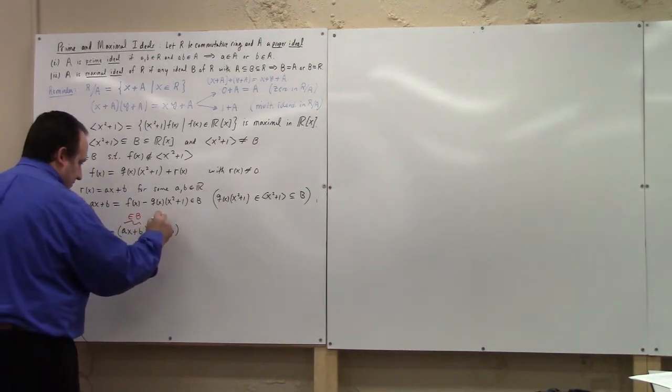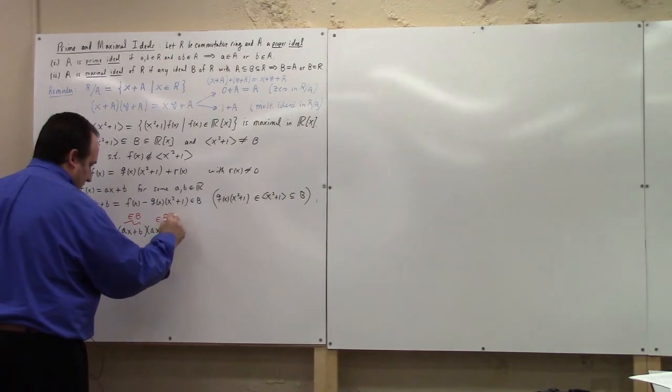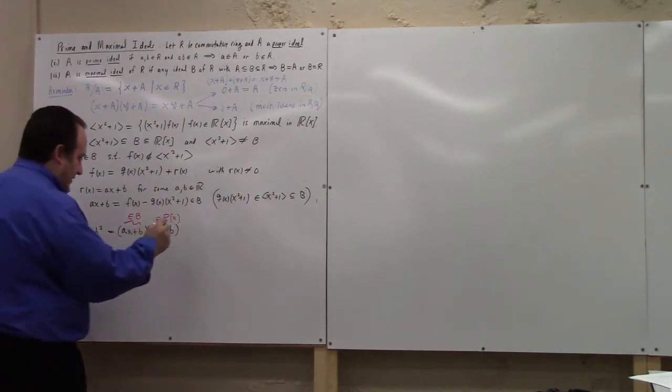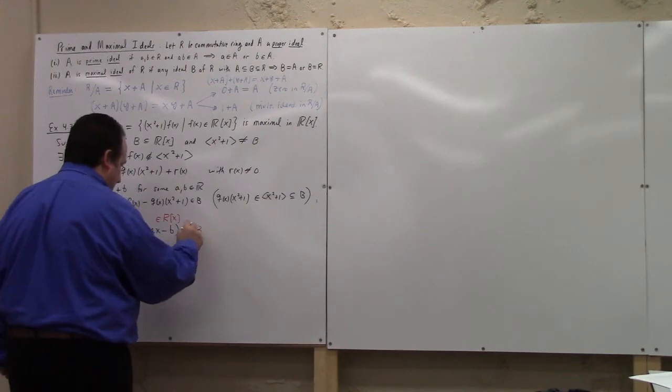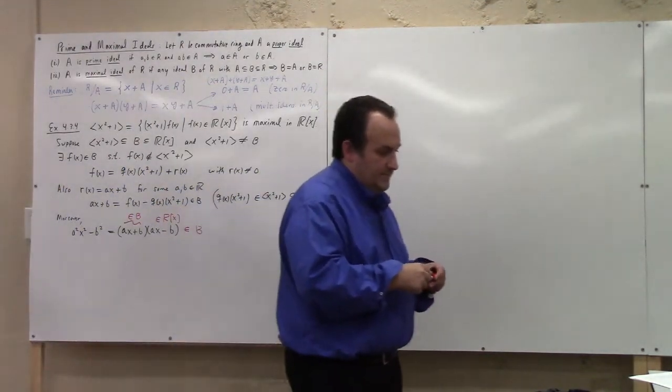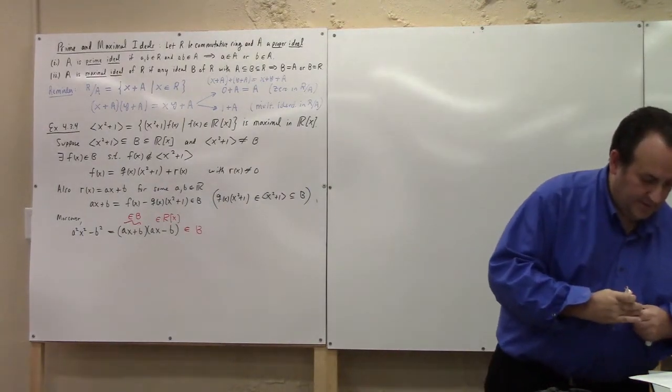This is an element of the whole ring, but by uber closure, the product of anything in the ideal with anything in the ring is again in the ideal, right? So this is, again, an element of B by the fact that B is assumed to be an ideal, right? But then what?